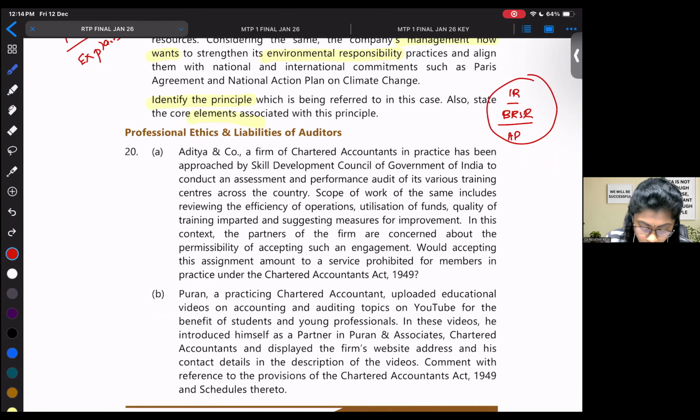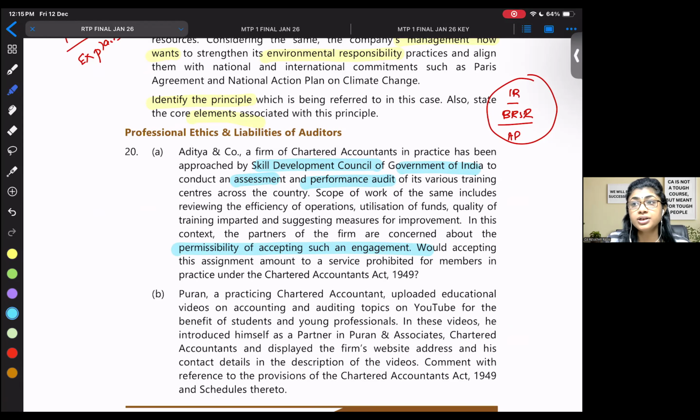Aditya and Co., a firm of chartered accountants, has been approached by the Skill Development Council of the Government of India to conduct assessment and performance audit in various training centers across the country. The scope of work includes reviewing efficiency of operation, utilization of funds, quality of training imparted, and suggesting measures for improvement. In this context, partners are concerned about permissibility of accepting. Would this assignment be prohibited?